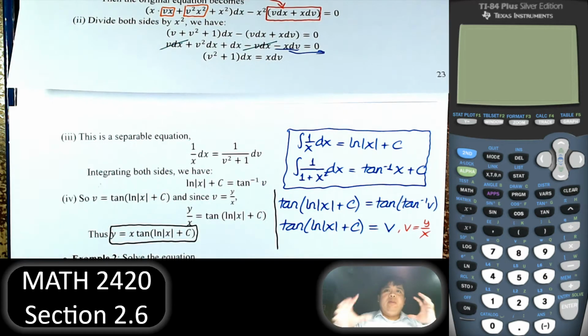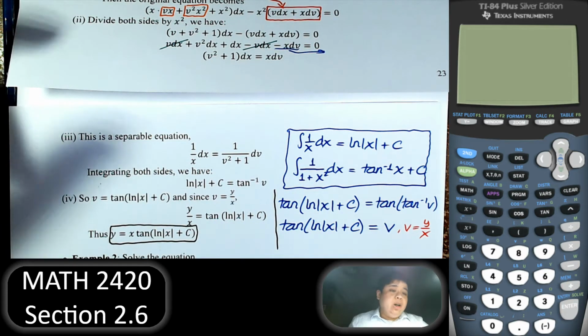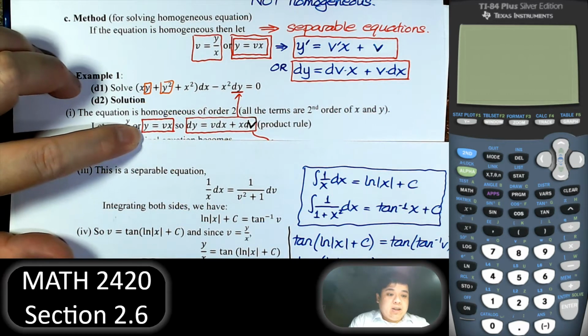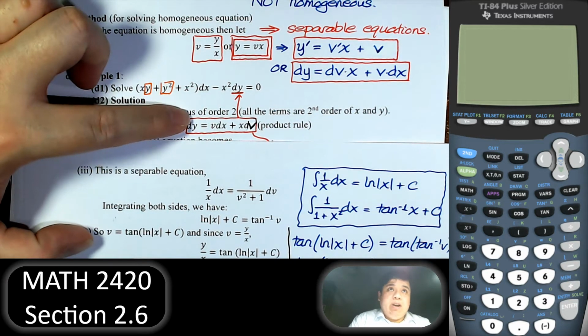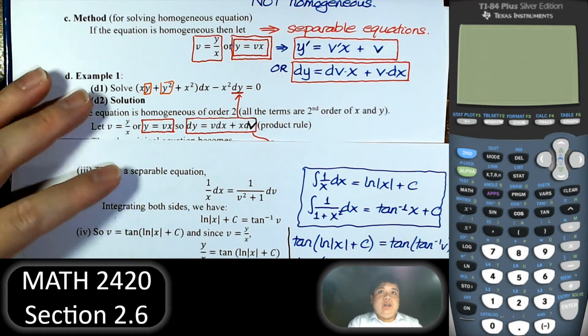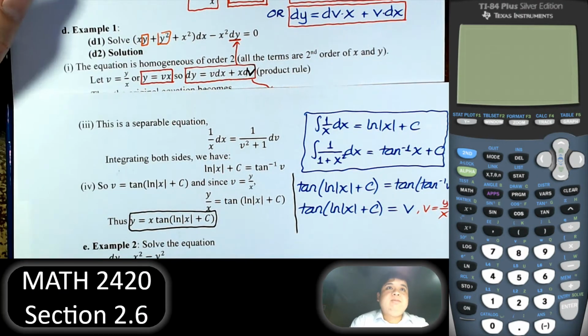So bottom line, in the big scheme of things, when we have a homogeneous equation, the first thing we do is let y equal v times x, and the derivative follows: dy equals v dx plus x dv. Substitute back into the equation, and we have that.